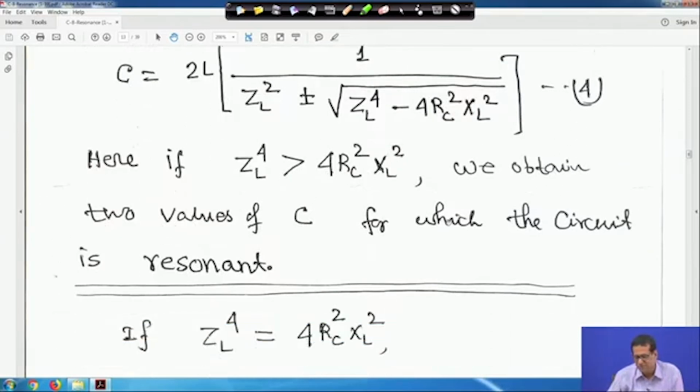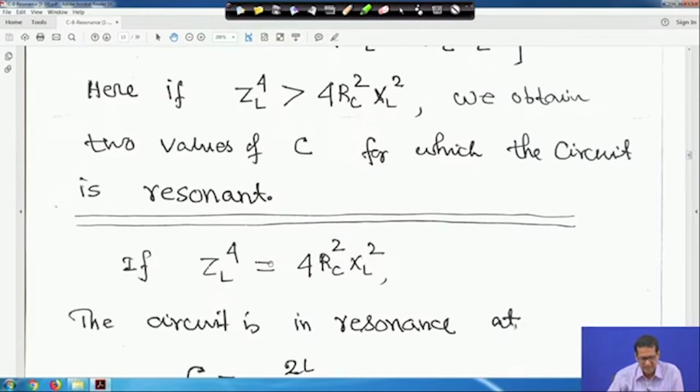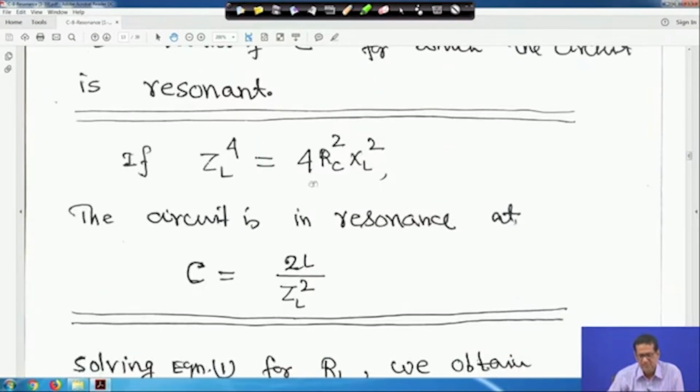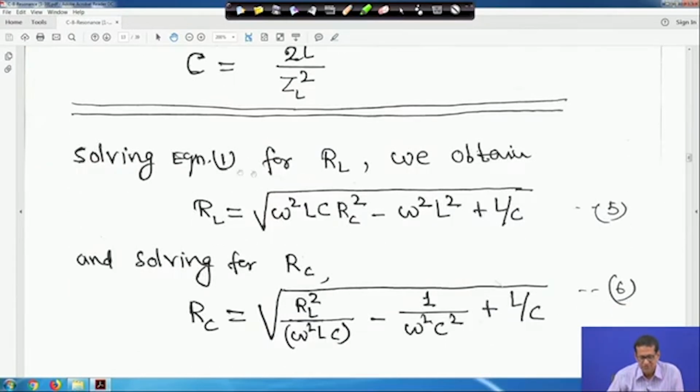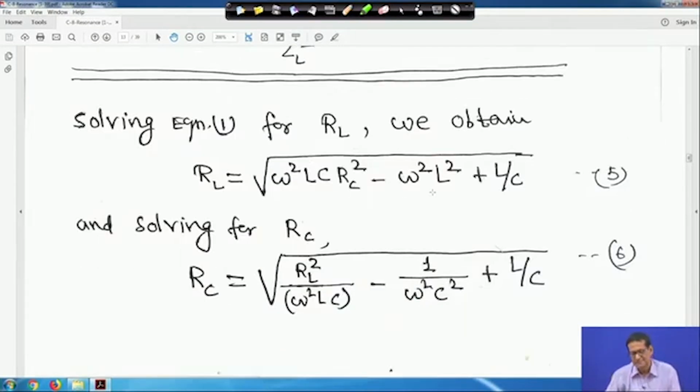We obtain two values of C for which the circuit is resonant, and if ZL to the power 4 is equal to 4 RC square XL square, the circuit is resonant at C is equal to 2L upon ZL square, right. Again, this is for L, this is for C. Now, again, if you solve equation 1 for RL in terms of other quantities, what we are doing is finding each variable in terms of the others, right. So if you solve equation 1 for RL, you will get RL is equal to this expression.